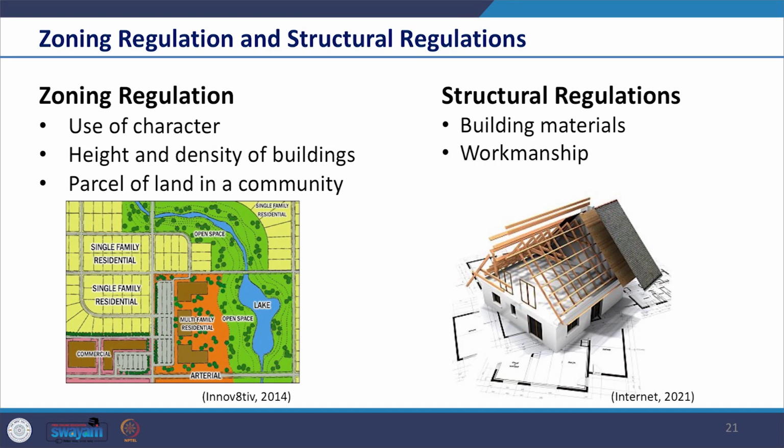Looking at the difference between zoning regulation and structural regulation, zoning regulations are meant for the use, character, height, and density of buildings, and they prescribe how each parcel, meaning the plot of land, in a community or in a city may be put to use. Whereas structural regulations impose restrictions on the building materials. They go further into details of the building materials and workmanship in the form of specifications of the work.